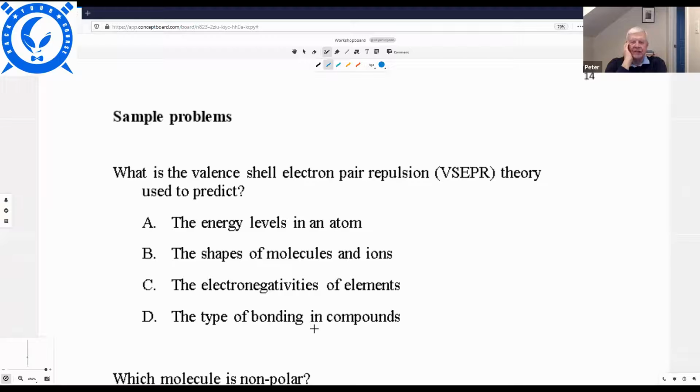Here comes the final answer, and everybody missed it. The correct answer is B, the shapes of molecules and ions. VSEPR has nothing to do with the energy levels, and it has nothing to do with the electronegativity. VSEPR relies on you being able to draw the Lewis dot structure of a particular compound. And so let's, for the sake of argument, do ammonia.